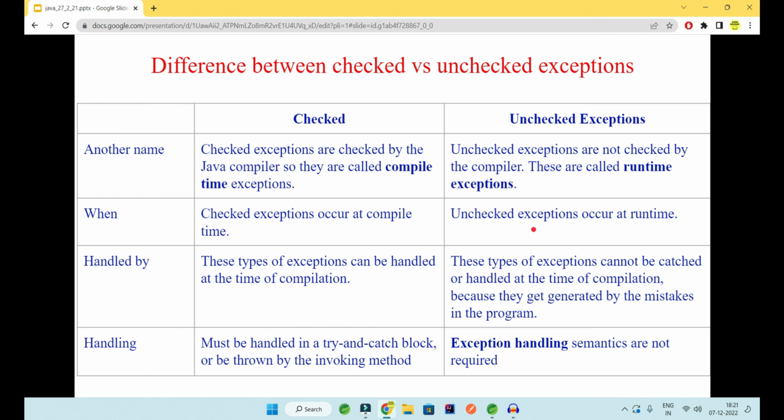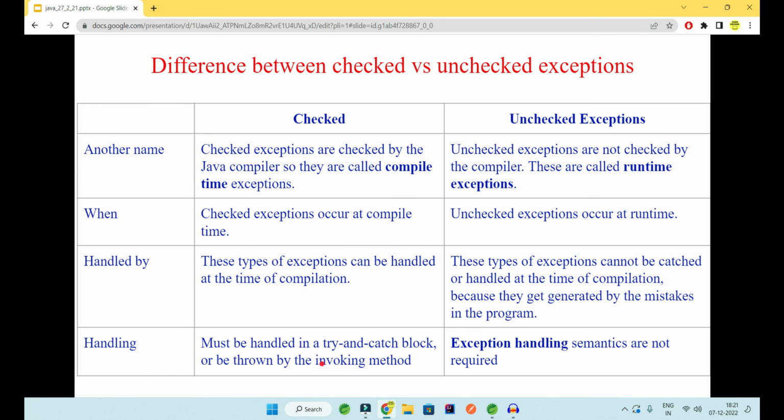So there is a .java file. When it is compiled to .class, the bytecode is created, and that bytecode is completely machine independent, can be run on any JVM. During the compilation, when the Java compiler comes into the picture, only then are the checked exceptions checked by the compiler. While in the case of unchecked exceptions, the compiler happily ignores these exceptions and they occur when you run those bytecodes in your machine. Who handles the checked exceptions? The compiler handles the checked exceptions, while unchecked exceptions cannot be caught or handled at the time of compilation because they get generated by our mistakes in the program.